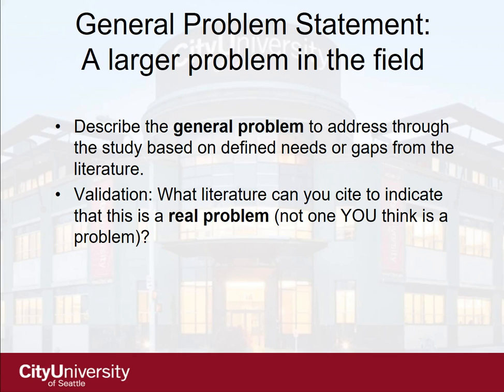So with that, there's a general problem statement. The general problem is a larger problem in the field. You want to describe the general problem based on the gaps in the literature. Again, what does the literature say? How does it indicate that this is a real problem, not one that you think is a problem?